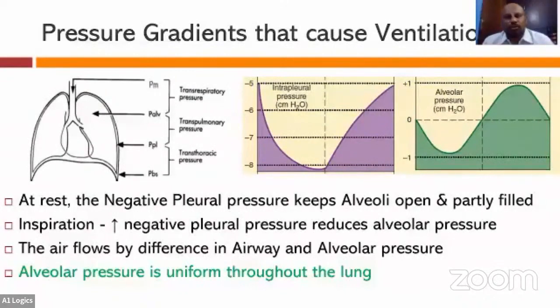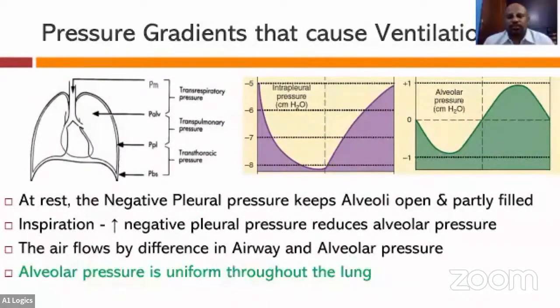It always tries to collapse itself. The rigid chest wall cavity prevents this collapse, and as a result of this, a negative pleural pressure is formed. So this negative pleural pressure will keep the alveoli partly open and filled. This forms the FRC, and the pressure involved in it is called the transpulmonary pressure, which is the difference between the alveolar pressure and the pleural pressure.